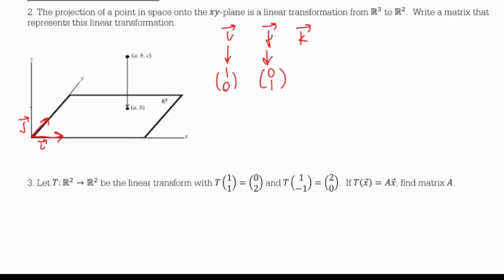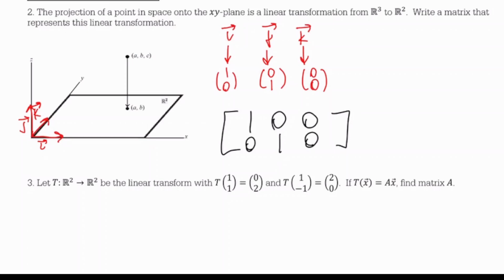But then k, which is up here, going up, if I project that down onto the xy plane, that will hit the origin. So that's going to go to the point 0, 0. And so the matrix that represents this transformation is going to be 1, 0, 0, 1, 0, 0. It's the landing spot of all three basis vectors.